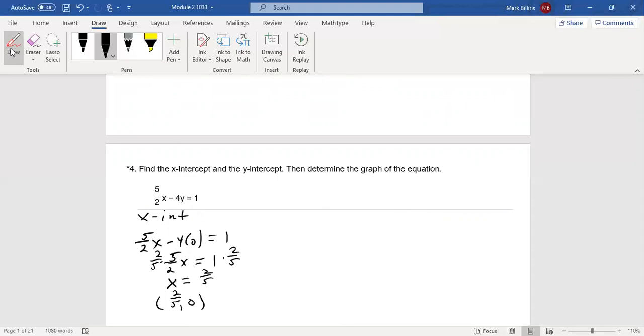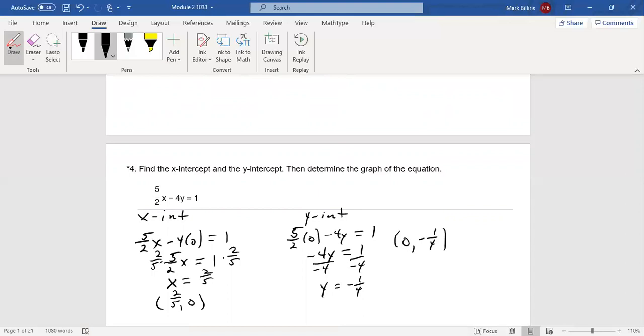To find my y-intercept, remember, we're going to substitute 0 in for x. So I have 5/2 times 0 minus 4y equals 1. So 5/2 times 0 is 0. So that's going to leave us just with -4y equals 1. And we're solving for y, so we're going to divide both sides by -4. So our y-intercept has the coordinate 0 and -1/4.